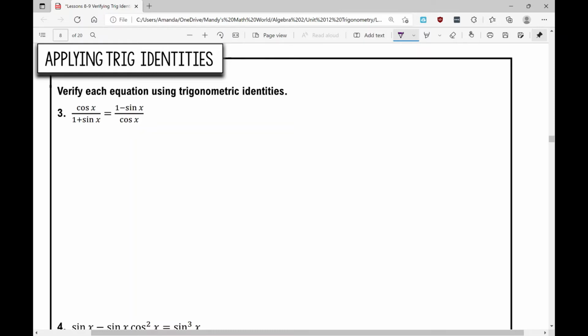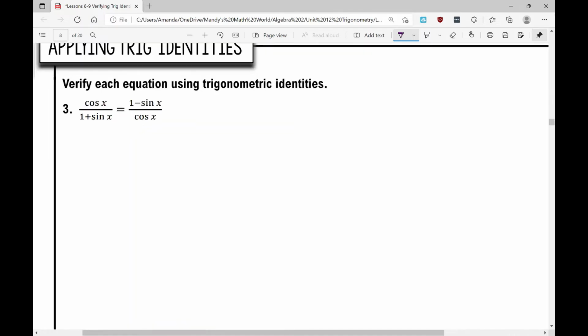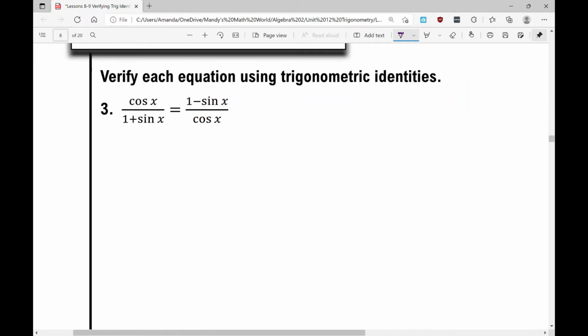This is a great example or a great time to use a conjugate. Watch how I do this, okay? And I'm going to rewrite this so I've got a little room to show you what I'm doing. This is cosine x over 1 plus sine x equals 1 minus sine x over cosine x.